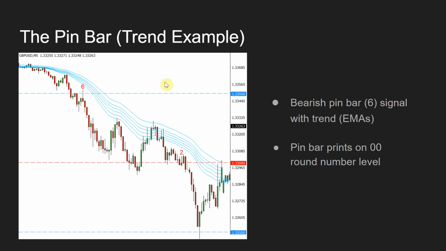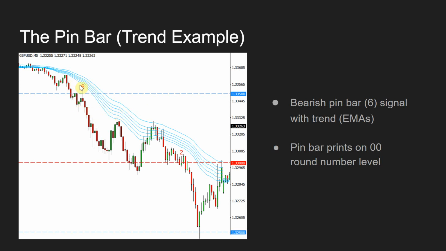The next piece to really take away from this, when I talk about confluence strategies, is look where the pin bar was printed. It was printed on a 00 round number level. I've got an indicator, the OGT round numbers indicator, which I'll link to in the description, and you can check out that tutorial video in the top right corner. Effectively, round numbers are natural support and resistance levels, and price reacts to these levels.